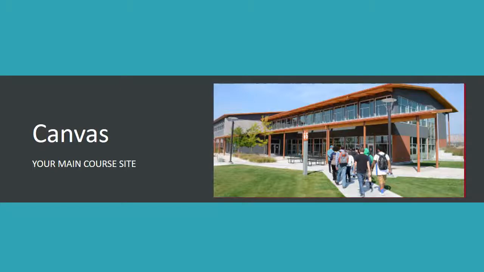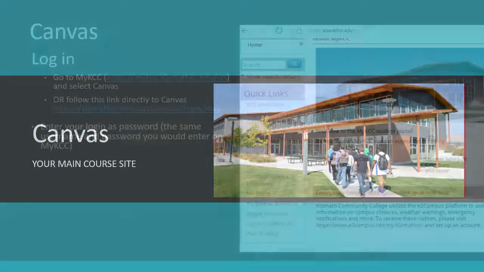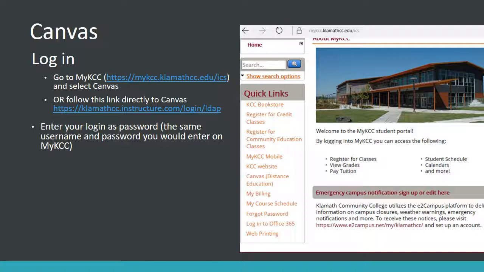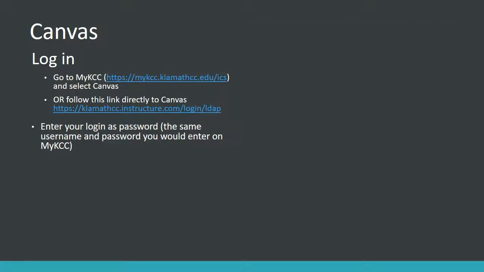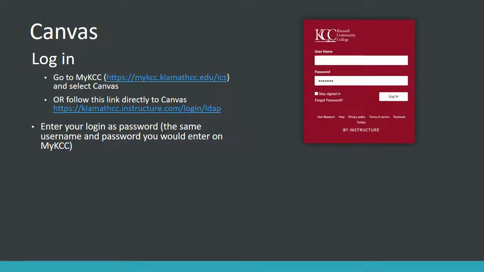So first off, let's look at Canvas, which is your main course site. To log in, you can either go to My KCC here, or you can follow this link directly to Canvas, klamathcc.instructure.com. You will log in to Canvas using the same user ID and password that you would enter on My KCC. So you'll see this screen pop up and you'll enter your username and password. Again, the same username and password that you use for My KCC works also for Canvas.